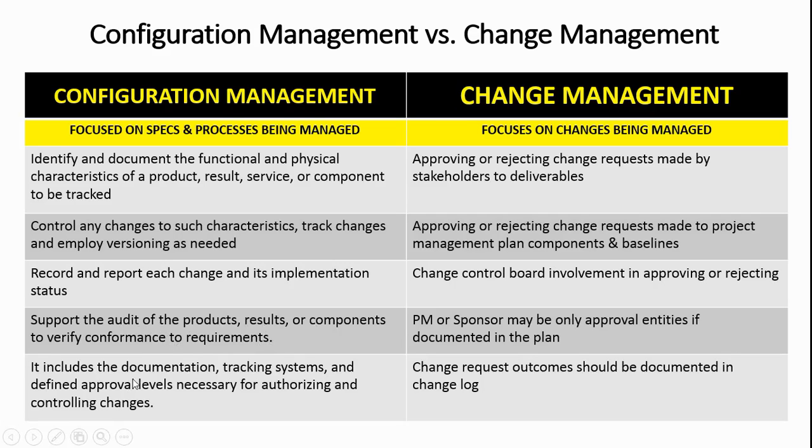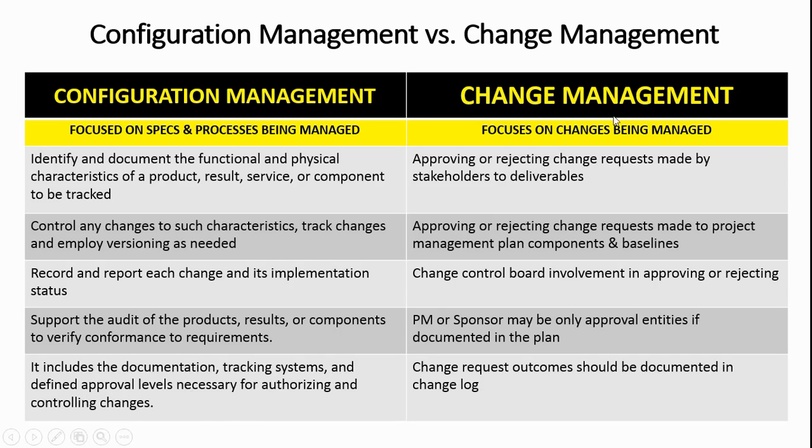And it also includes the documentation, the tracking systems, and the defined approval levels necessary for authorizing and controlling changes, again to specs. In your head, always put this is all about specification changes or changes to organizational processes and procedures, because organizational processes and procedures change and evolve, and you want to make sure that you're not using version 1.5 when you should be using version 2.8.